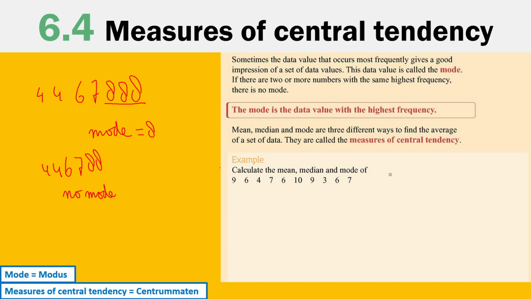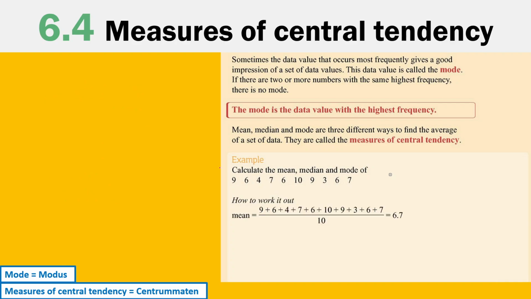For a mean, add them all up and divide by the total number of them. So here you add them all up and divide by 10 because there are 10 data values. The mean here is 6.7. For the median, first put them in order from smallest to largest. There's an even number of data values, so take the two middle ones, 6 and 7, add them up and divide by 2. So here the median is 6.5.